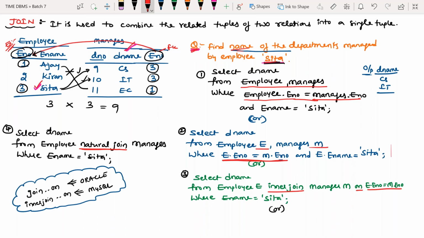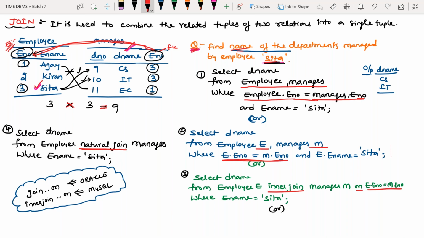So what it will do is perform a Cartesian product between the two tables. Here 3 tuples in employee, 3 tuples in managers, so together it will give you 9 tuples. It requires selecting the department name from these two tables. Among the cross product, all the combinations need not be correct. In such cases, we have to select only the combinations satisfying a condition, E number equal to E number. This is called a join condition.